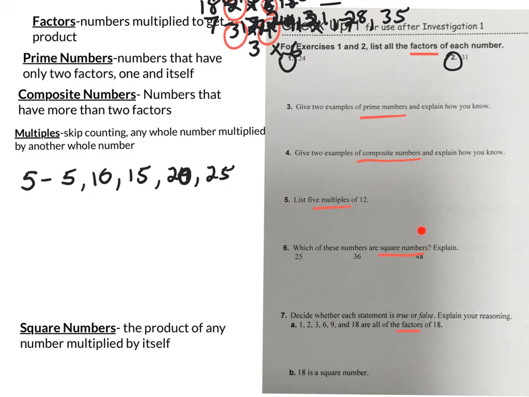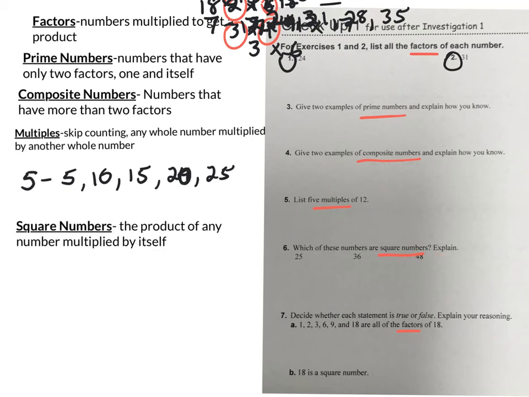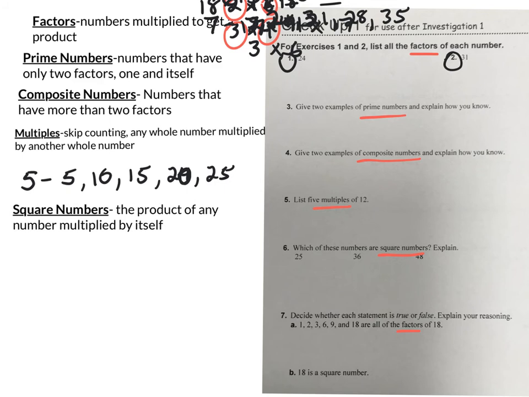Now let's go on to number 6. It said, which of these are square numbers? And it could be more than one number. So what's a square number? A square number is the product, the answer to a multiplication, of any number multiplied by itself. So you're looking at these numbers and saying, is there any number multiplied by itself that will give you these products? Let's do a couple examples of square numbers.